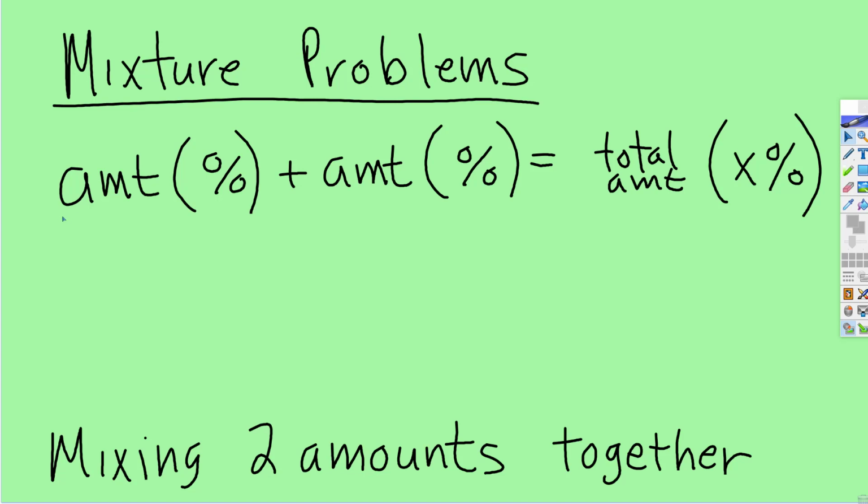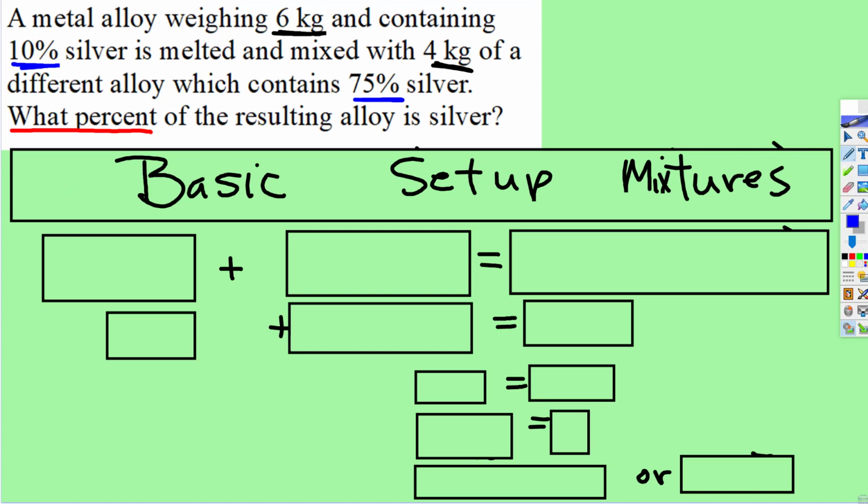So the basic setup is a certain amount, a gallon, a few ounces, times a certain concentration, a certain percentage of juice or of soil or whatever, plus another amount times its concentration equals the total amount. Add these two amounts together to get this total amount, and what we're looking for is this concentration. So let's go ahead and do one.